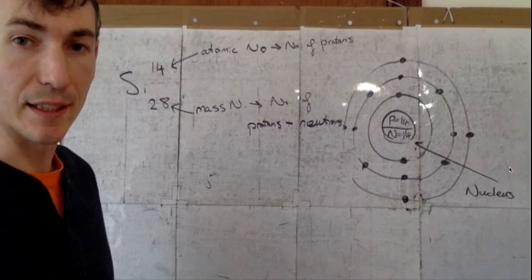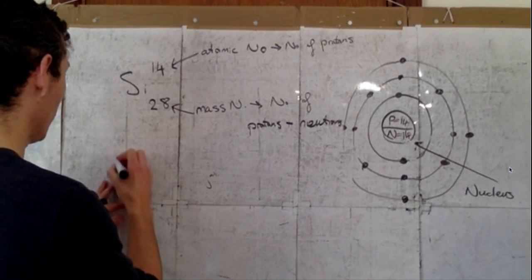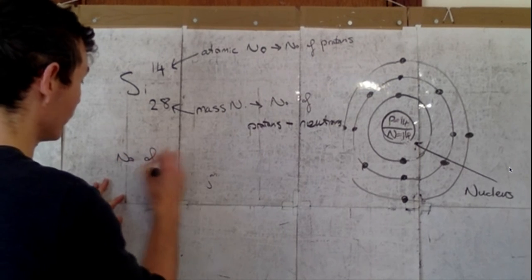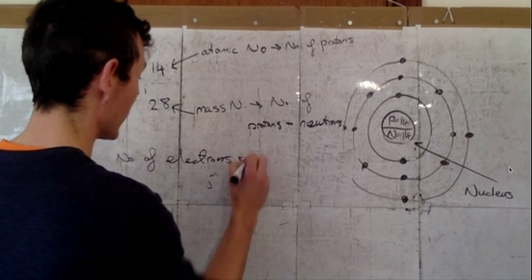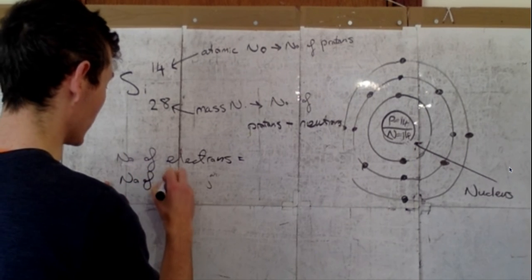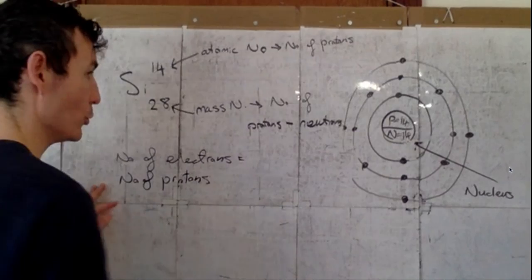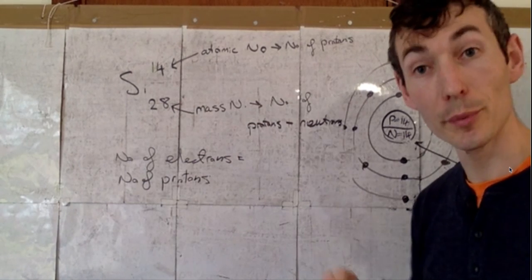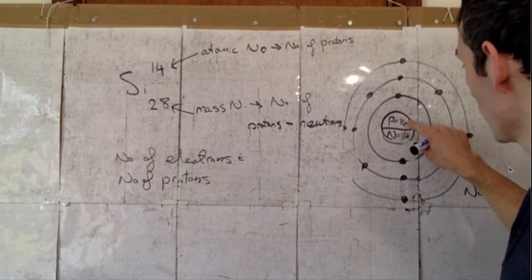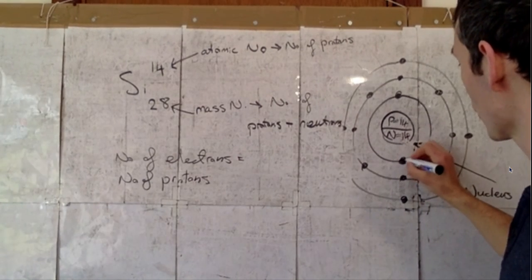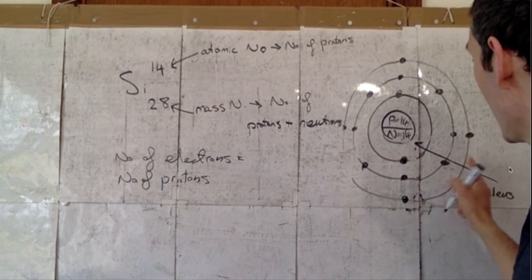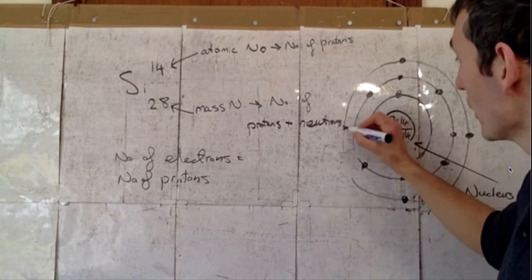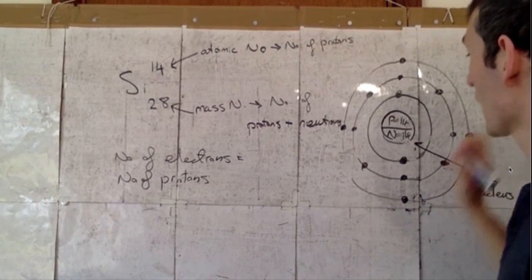Now the next step when we're building an atom is we need to figure out how many electrons we have. And the number of electrons is equal to the number of protons in a neutral atom. So this means if we have got 14 protons, we're also going to put in 14 electrons. Okay, so there's our first 2 electrons that we will put in. Then we put in 8 in the next shell. So there's 8 and 2 makes 10. And then 4 in the outer shell makes 14.